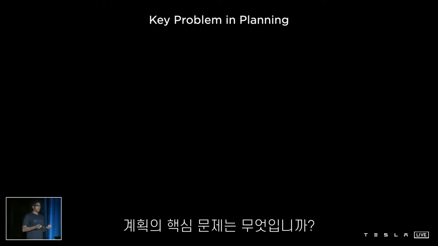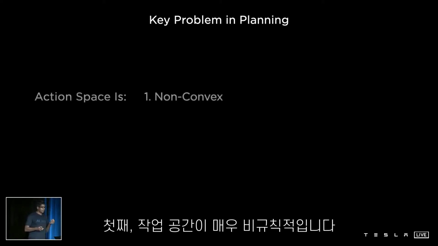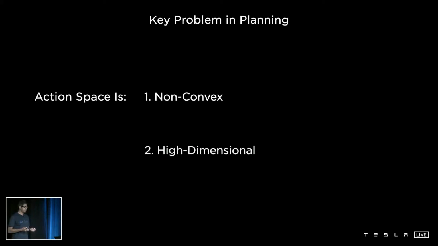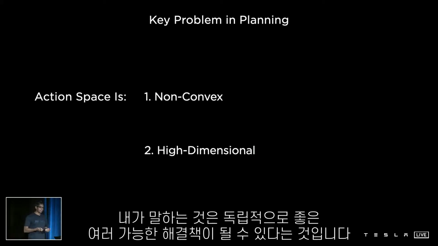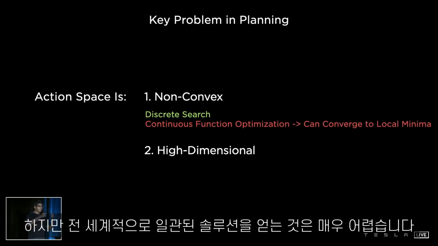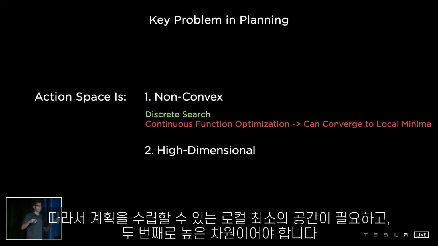What is the key problem in planning? Number one, the action space is very non-convex. And number two, it is high-dimensional. What I mean by non-convex is there can be multiple possible solutions that can be independently good, but getting a globally consistent solution is pretty tricky. So there can be pockets of local minima that the planning can get stuck into.